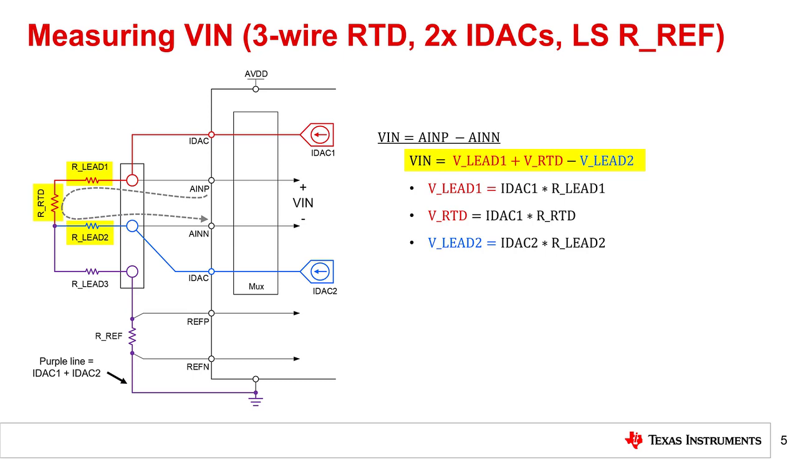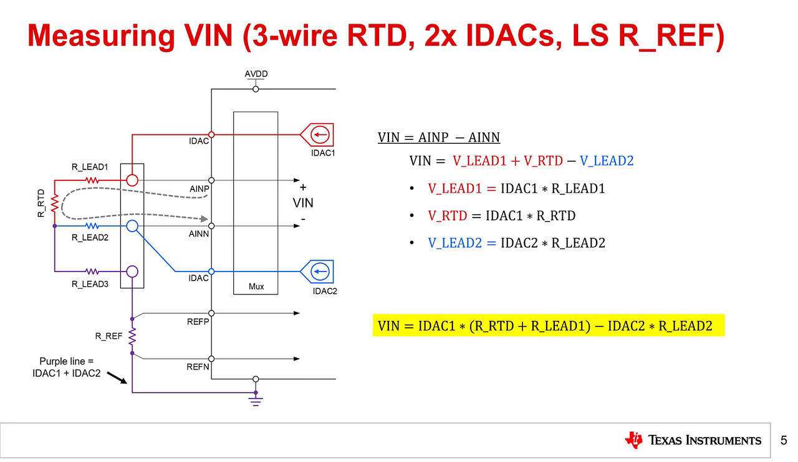Each of these terms can then be expressed as a product of the IDAC current and the respective resistance. The final expression for Vin is shown as the sum of our RTD and our lead 1 multiplied by IDAC 1 minus the product of IDAC 2 and our lead 2.